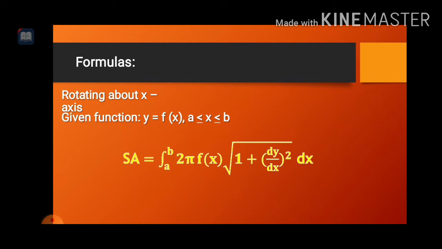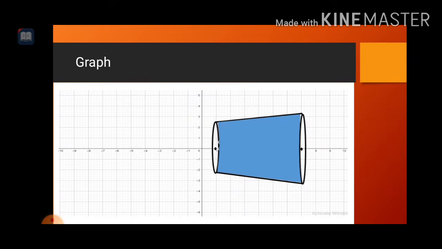So in the formula rotating about the x-axis, given the function y is equal to f(x), the integration is from a to b. So this is the formula. Surface area is equal to the integral from a to b of 2 pi f(x) times the square root of 1 plus (dy over dx) squared dx. So this is the graph of y is equal to f(x), with a and b.